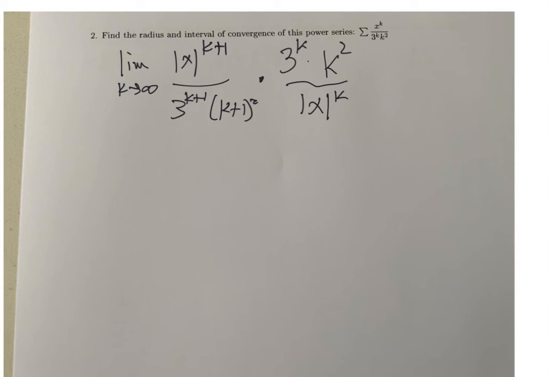So some really nice thing happens here. This 3 to the k cancels all of these out, but leaves that 1. Same thing with the absolute x's. All of these cancel all of those and leaves me exactly 1. We can bring those things left over through the limit. There are no k's involved. This absolute value of x and this power of 3 remains. And then we have the limit as k goes to infinity of k squared divided by k plus 1 squared.